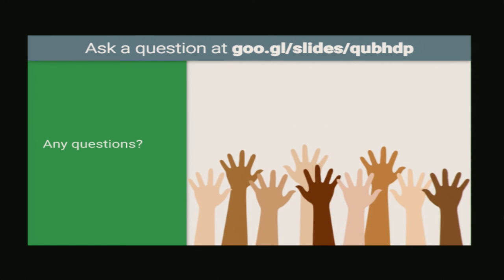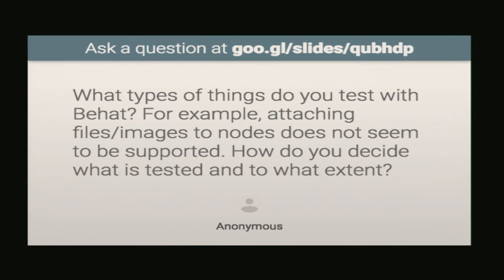So, any questions? I know there are questions. Watch this. Boom! What kinds of things can you test with Behat? For example, attaching file images to nodes do not seem to be supported. How do you decide what is tested and to what extent?